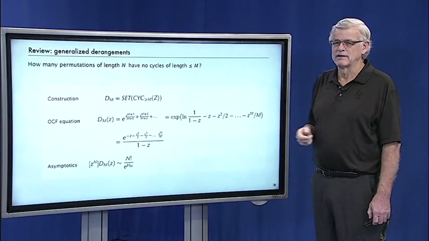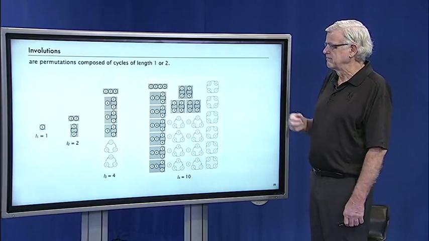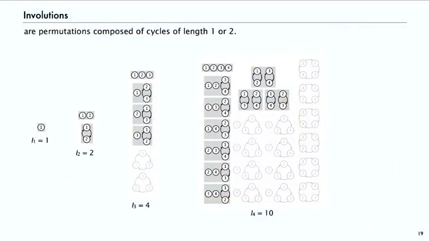And now we'll look at another problem of that flavor, and that's involutions. An involution is a permutation where all the cycles have to be short. They either have to be of length 1 or 2 in an involution. So out of the 24 permutations of length 4, only 10 of them have cycles all of length 1 or 2. The others have either one cycle of length 3 or one cycle of length 4. Similarly, there are only 4 of the permutations of size 3 that don't have any 3-cycles, and so forth.